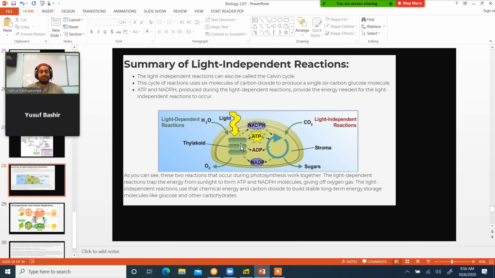Okay, so there are two types of things for photosynthesis. One light dependent reaction, one light independent reaction. In the light dependent reaction, there's a thylakoid, where light enters and water enters and oxygen is produced, and in that there's also NADPH, and ATP is produced, and there's the Calvin cycle.